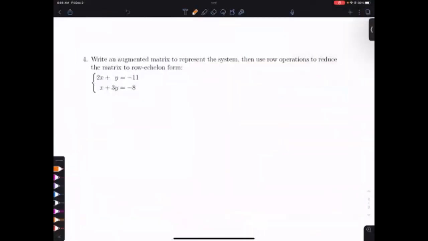Okay, all right. So we want to write a matrix to represent the system, and then you use row operations to reduce it to row echelon form. So first, just writing a matrix to represent this thing. It's a 2x2 system, so the matrix would be 2 rows by 3 columns, right? And what does the first row look like? 2, 1, -11, and then 1, 3, -8.